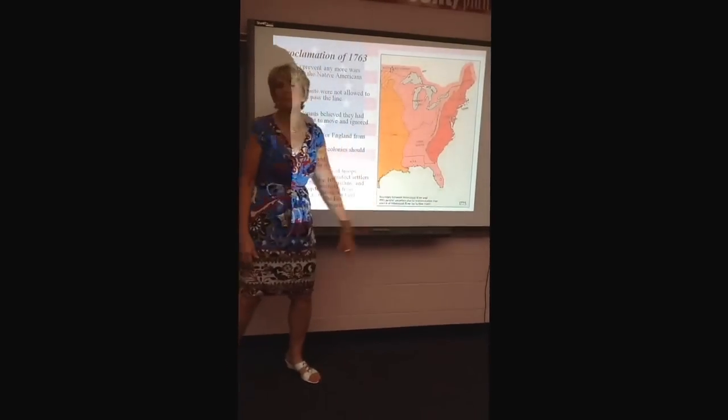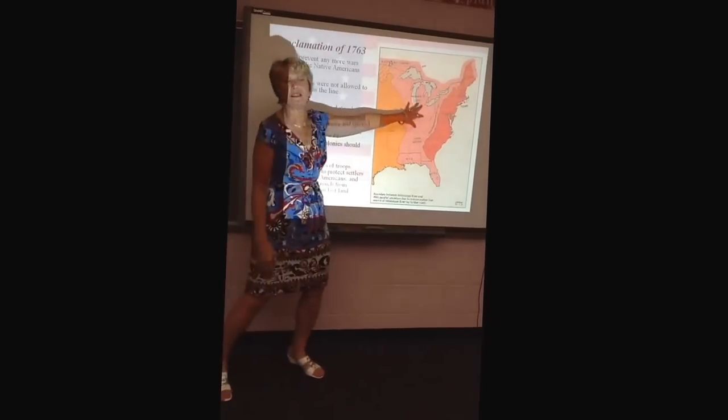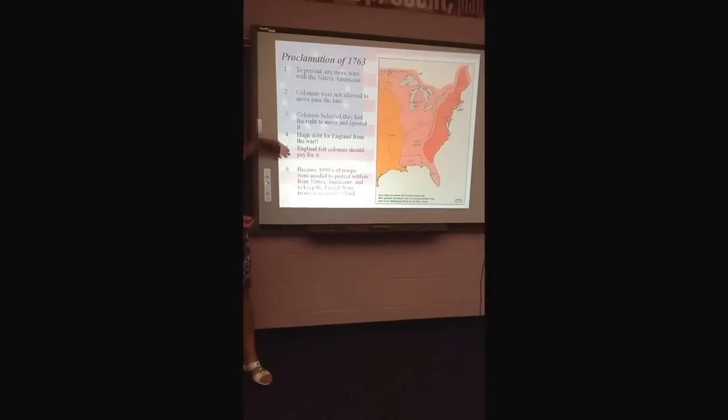The colonies should be taxed and pay to cover the cost of the war, since the colonists are the ones who are going to benefit. So you see the two different perspectives. Colonists believed they had a right. The king said they ought to pay for it.